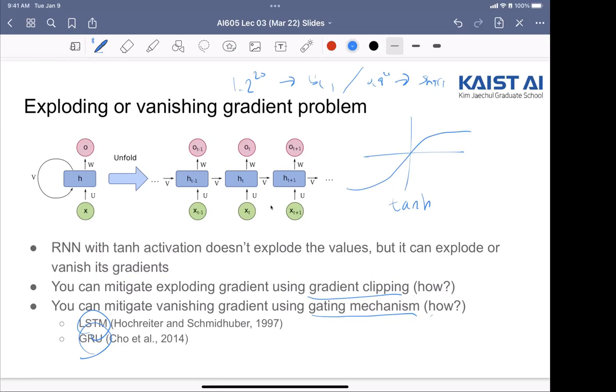LSTM is older. It was proposed in 1997. Remember that deep learning wasn't really there back then. So it was more of a very theoretical or very conceptual network that they proposed, and people have proven that it's quite effective or very useful for many sequential modeling tasks only after, I would say, at least 15 years later.